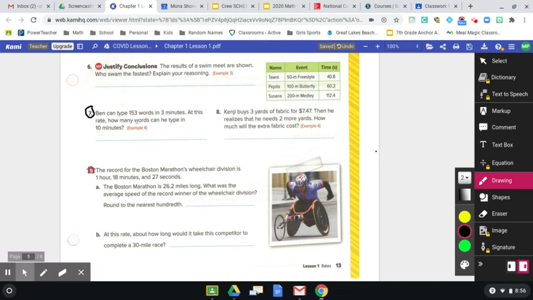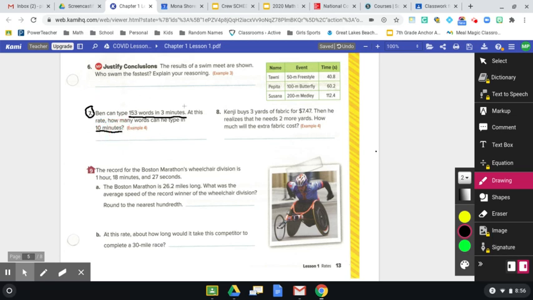All right, Ben can type 153 words in 3 minutes. At this rate, how many words can he type in 10 minutes? So there's 2 things. Oops, sorry about that. So sometimes you'll notice with the pen I use, it's not the greatest handwriting, so I apologize. I really don't write like that in real life, but it's a very touchy little pen, so here we go. So 153 words in 3 minutes, and we're looking how many words can he type in 10?